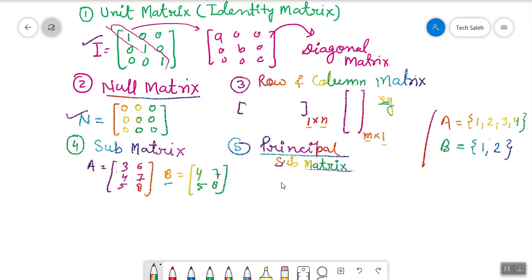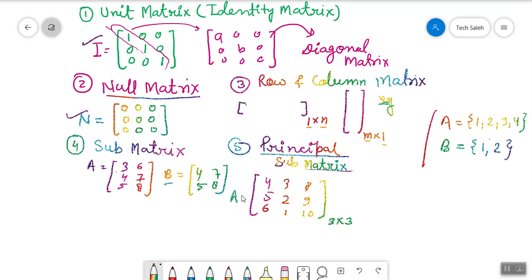So any square matrix, right? Suppose there is a square matrix 4, 5, 6, 2, 2, 1, 8, and 10. So suppose this is a 3 into 3 matrix, and if you're going to remove one row or one column, you're going to get another square matrix.